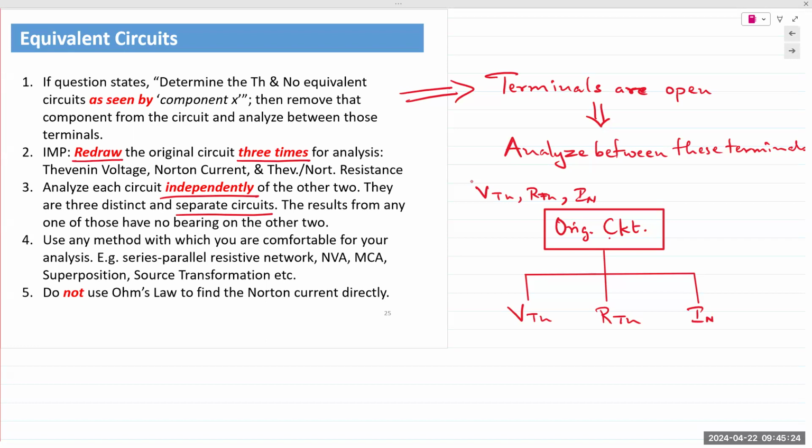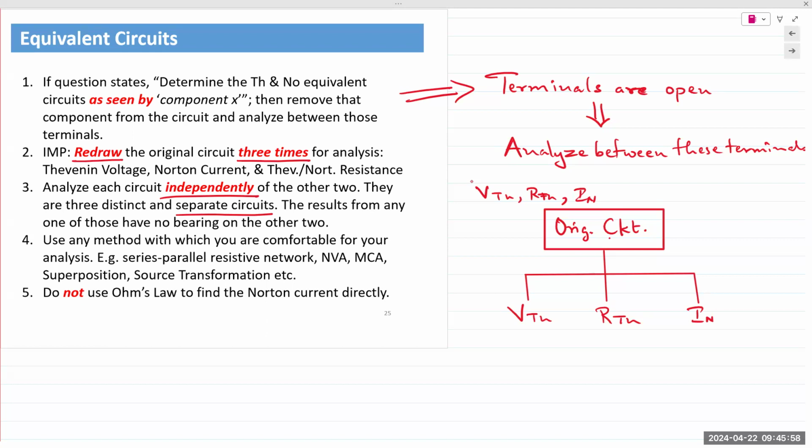But there are often cases where you cannot find RTH directly because of dependent sources, or maybe because the circuit is connected in such a way that you cannot reduce it manually. In those cases, you have to find IN or VTH first, and then you find RTH using Ohm's law. That is different. As engineering students, you need to have the skill or the ability to find all three quantities independently.